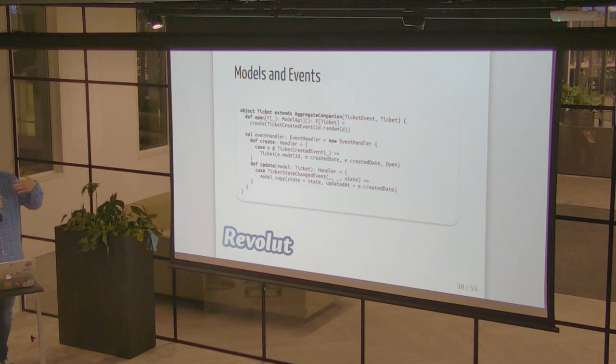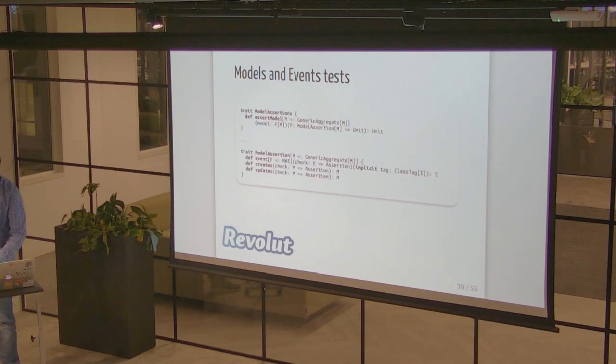The event handler is defined in the ticket companion object. It extends the aggregate companion, parameterized by the event of the ticket type and by the ticket itself. Here you can create any number of factories to create a new model, which will call the create API of the model API itself. And you define here the event handler in order to accumulate the new state, the new version of the ticket. Here we have the ticket created event that creates a new version of the ticket, and the ticket state change modifies an already existing model to a new state.